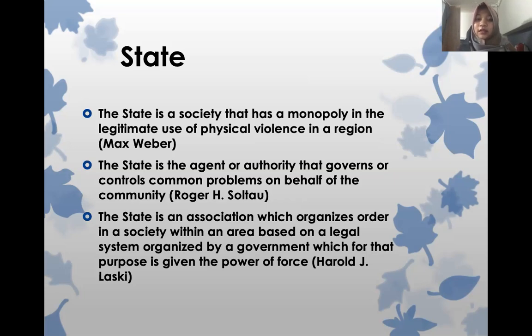And the third one is that the state is an association which organizes order in a society within an area based on a legal system organized by a government, which for that purpose is given the power of force. So it means that the state is the organizer, similar to Roger: an agent that organizes order in a society within an area based on a legal system.